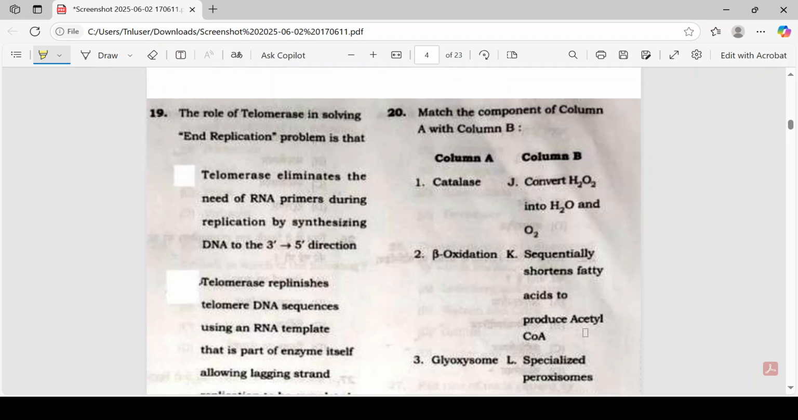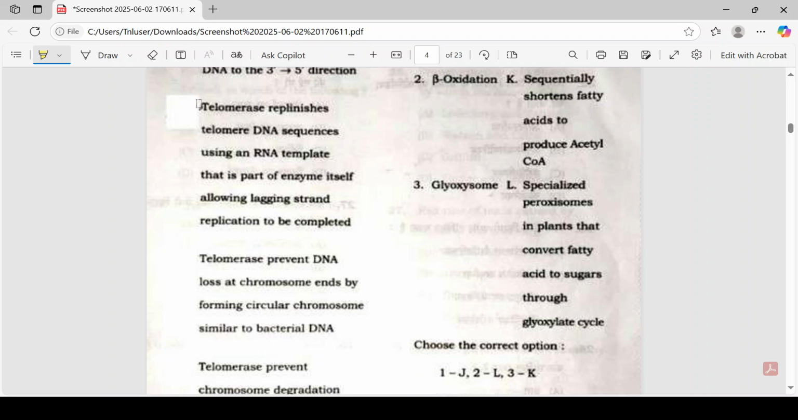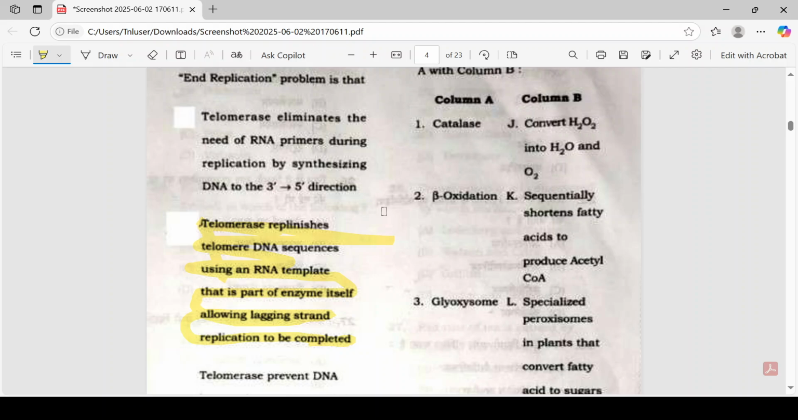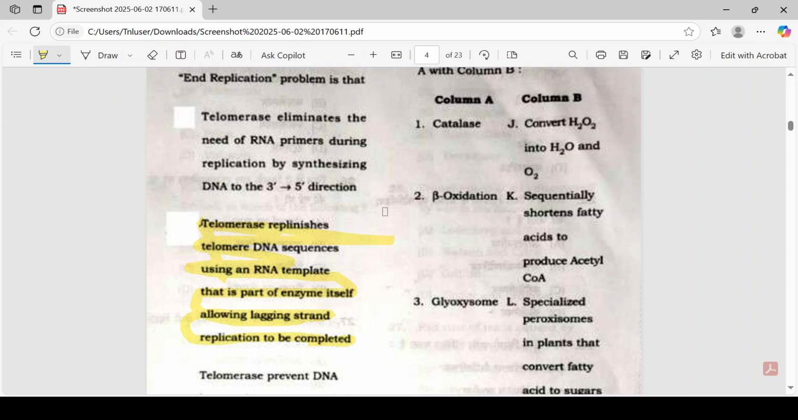The role of telomerase in solving end replication problem is that we have four options. The correct option in this particular question will be option number B. Telomerase replenishes telomere DNA sequence using an RNA template, that is the part of enzyme itself, allowing the lagging strand replication to be completed. Okay, so option number B will be the correct answer for question number 19. All right, let's now proceed to question number 20.